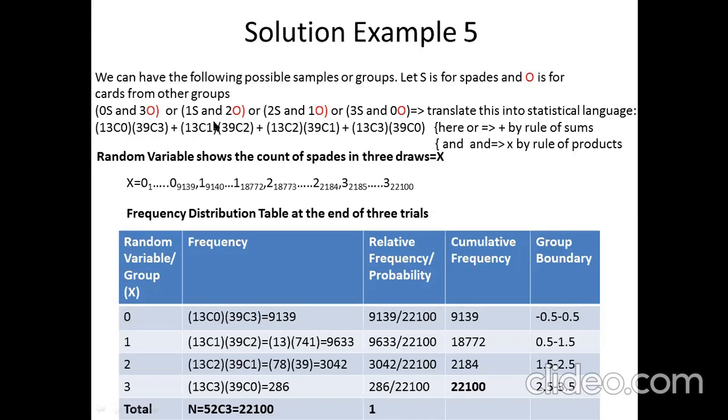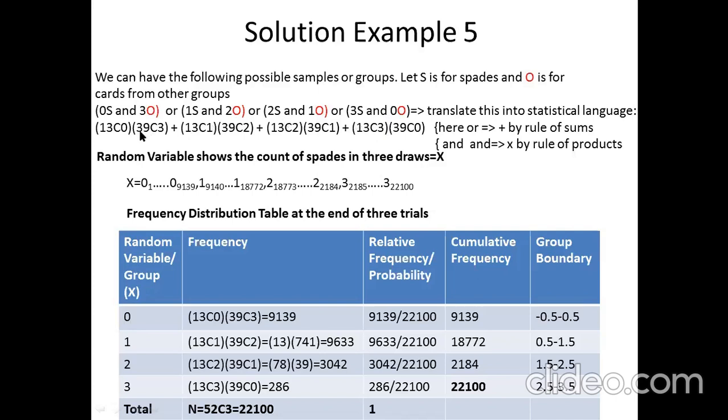So if 13 are spades, 39 would be other cards in all. Likewise, 1s and 2o is translated into 13C1 into 39C2. 2s and 1o is translated into 13C2 multiplied by 39C1. And 3s and 0o is translated into 13C3 multiplied by 39C0. And everywhere 'or' is translated to plus and 'and' is translated to multiply. Now what does it mean?